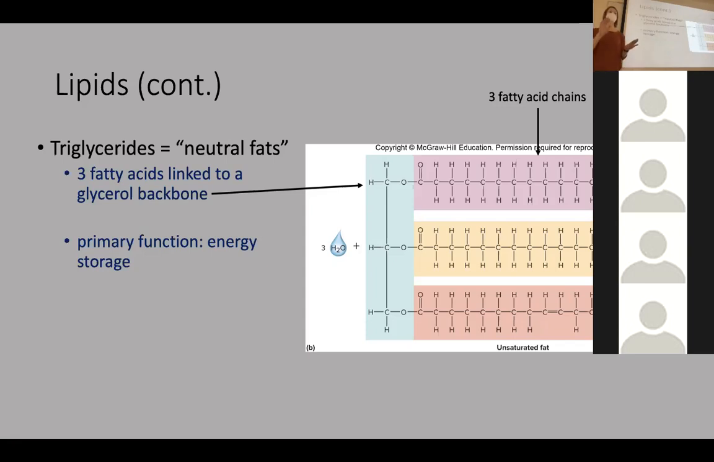Okay, so fatty acids and triglycerides, really similar because triglycerides are made up of fatty acids, in addition to that glycerol backbone.